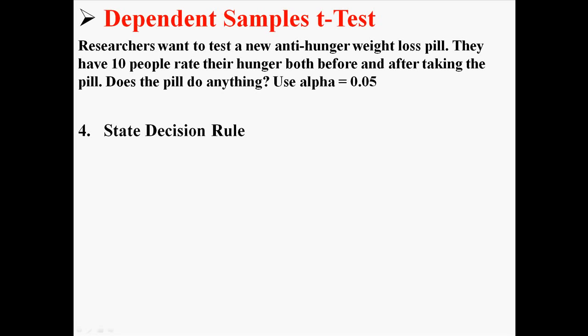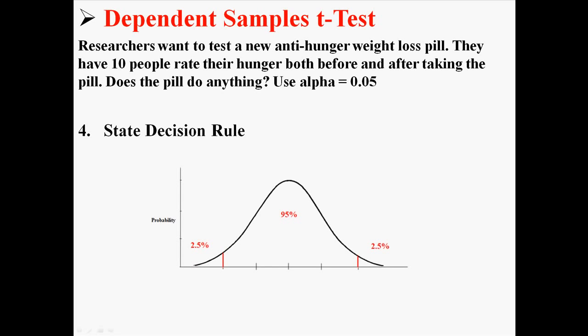Now we need to state our decision rule. We have an alpha of 0.05, which means we're looking for the 5% of values that are rare. So we need to find out what t-score is associated with those 2 red lines I have on my graph. If it's below that or above that, that would be in our rejection region. We can conclude that that is a rare score and that our samples are probably different. Our before and after is probably different.